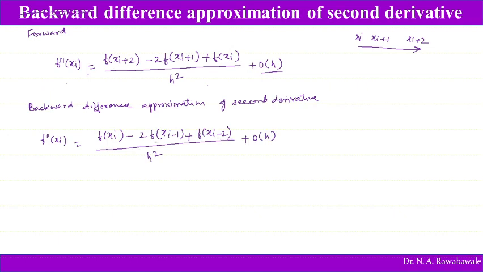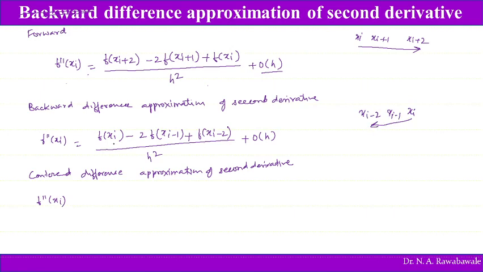Then the centered difference approximation of second derivative is given by f double dash of xi. So here it is backward difference in the sense xi minus 1, xi minus 2. So it is taken in reverse way. So it was xi plus 1, xi plus 2 which was called a forward difference.